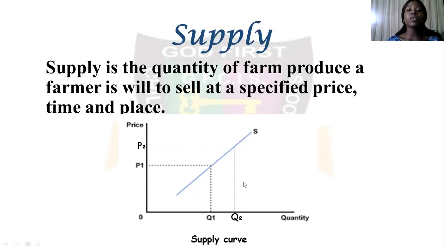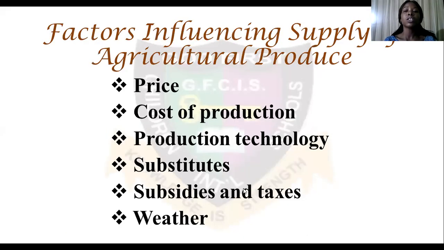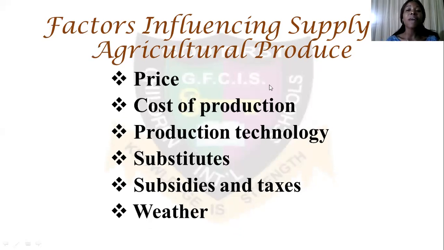Now, next we look at the factors that influence the supply of agricultural produce. The factors that influence supply of agricultural produce are: one, price. Price is one of them. As price increases, quantity supplied will also increase.